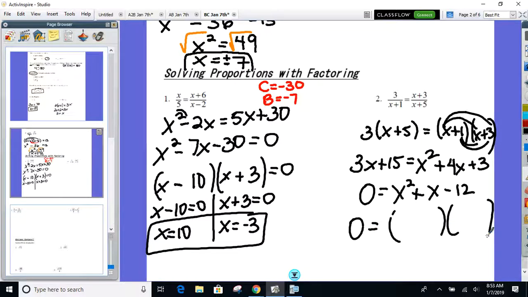All right, 2 numbers that multiply to this and add to this. Multiply to your C and add to your B. What's my C value up here, guys? Negative 12. And what's my B value? Nothing showing, but there is a 1 there. So you need 2 numbers that multiply to negative 12 but add to 1.